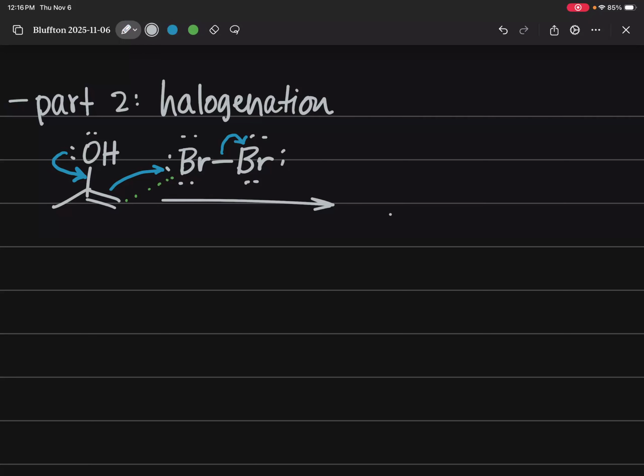So what does that look like? Well, we've got a double bond to the oxygen, still attached to that hydrogen. So that oxygen has a positive charge. And we've made a bond from that carbon to the bromine. And we've got a Br minus.